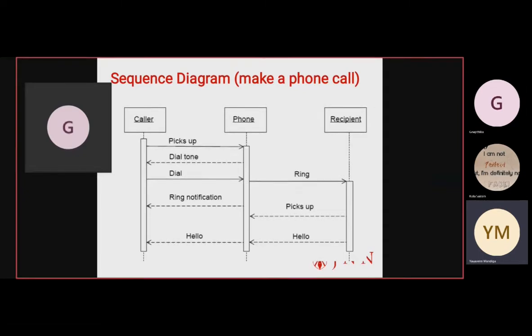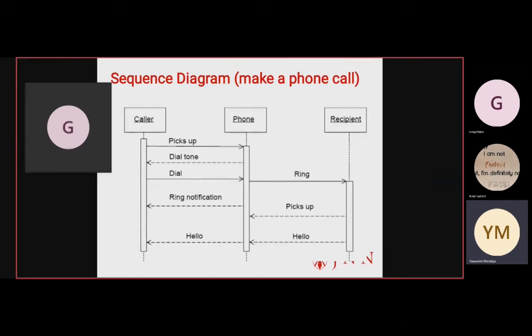First of all, the caller will pick up the call, that means pick up the phone, and the dial tone will be generated by the phone. Next, the call is made by the caller to the receiver, and then the dialing passes the ring to the receiver. At last, we have the ring notification generated by the phone to the caller.